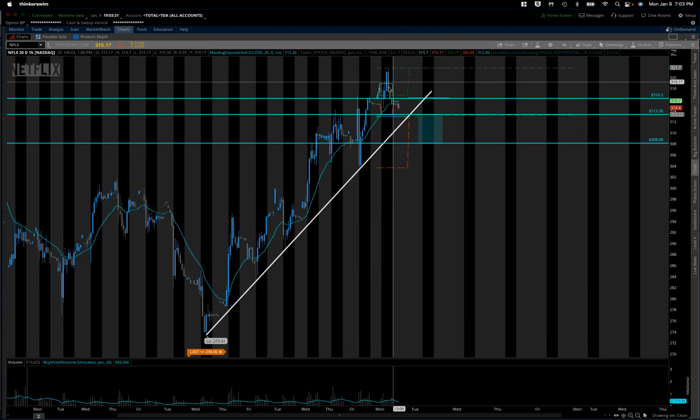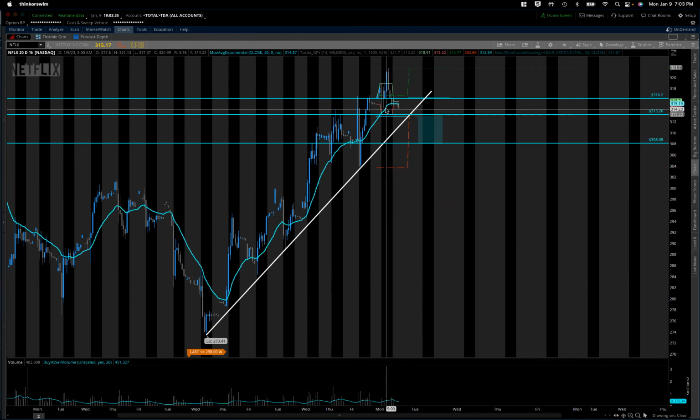So I'm not looking to short while it's still above the uptrend, because that doesn't make sense, right? The trend is clearly up. So if I'm shorting while the trend is up and not at a strong resistance, it doesn't make sense.